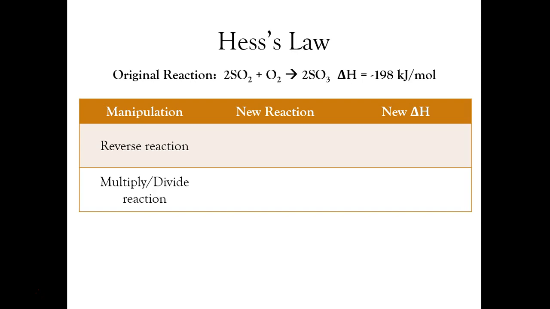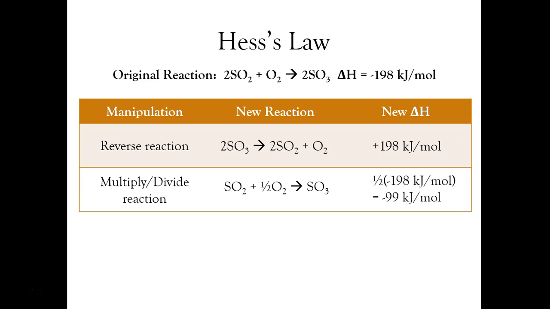Okay, so this is the reaction we looked at before, the synthesis of sulfur trioxide. So if we wanted to reverse this reaction, we would write it as the decomposition of sulfur trioxide, and the enthalpy of that process is positive 198 kilojoules per mole. If we needed the coefficients to change, so if we needed the coefficient of sulfur dioxide to be 1, we could multiply all the coefficients by half, or divide them by 2, depending on which way you want to look at it, and then we would do the same thing to the enthalpy.